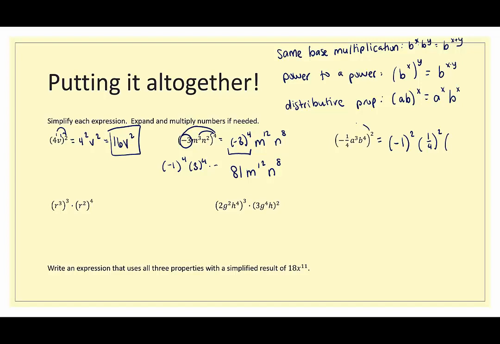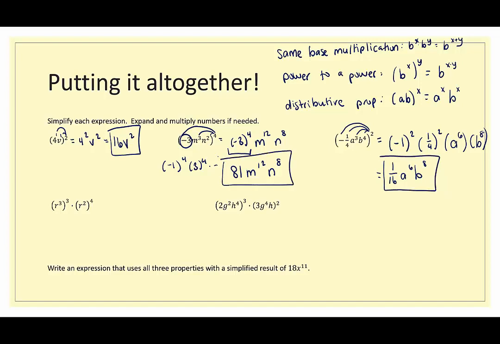Then we have a cubed squared, which would be a to the 6th, and b to the 4th squared would be b to the 8th. -1 squared is 1, so this is our invisible factor of 1. We can ignore it because there are other factors. If everything else canceled, we would need to say 1, but since there are other things still here in this problem, we will write those things. 1/4 squared, that's 1/4 times 1/4, which is 1/16. And then we have a to the 6th, b to the 8th. And this would be my final answer here.